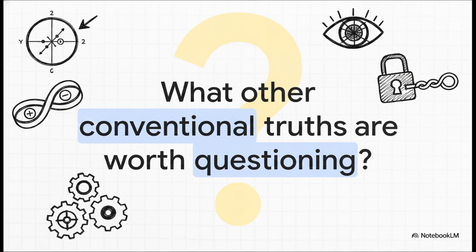And that leaves us with a truly provocative thought to wrap up today's explainer. If temporarily redefining the most basic, foundational rules of math, like division by zero, can unlock entirely new ways to visualize impossible concepts, what other conventional truths in our daily lives might be worth questioning? Sometimes looking at a problem through a completely impossible lens is exactly what you need to see a brand new solution.